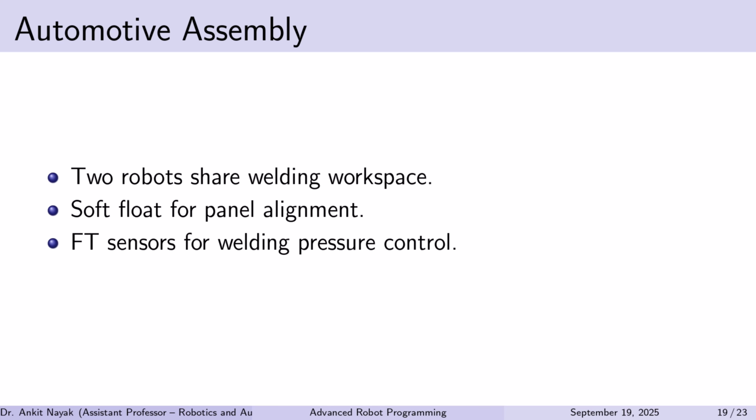For example, in automotive assembly, one robot may be holding a car body while another robot welds it. Both robots share the same space but must stay synchronized. In packaging, one robot may be loading items into a box while another seals it. Again, proper coordination is required.